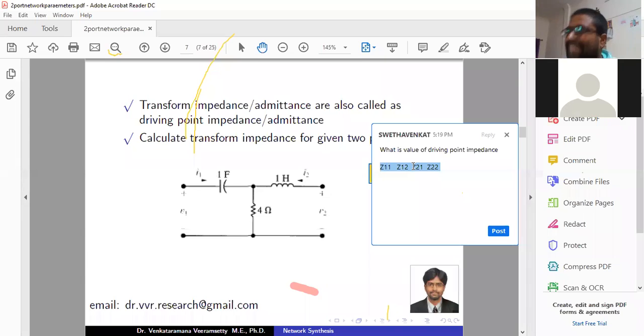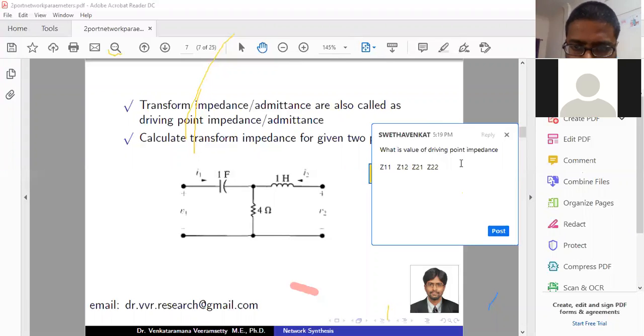Good, good. It is Z11 and Z22, because Z11 equals V1 by I1, Z22 equals V2 by I2. Based on the definition of the driving point impedance or transform impedance, it is defined as the ratio between voltage and current at the same port. So V1 by I1, V2 by I2. So Z11 and Z22 are called the transform impedance or driving point impedance.